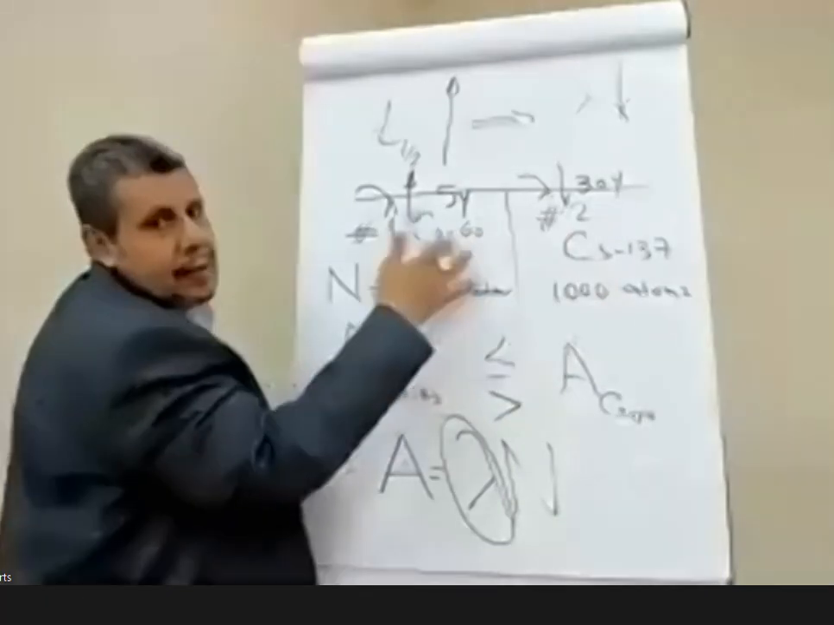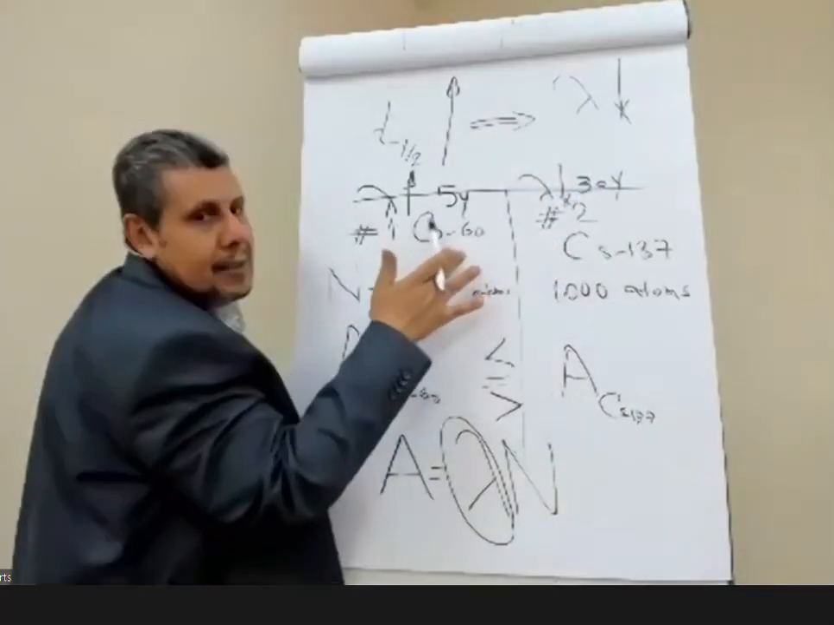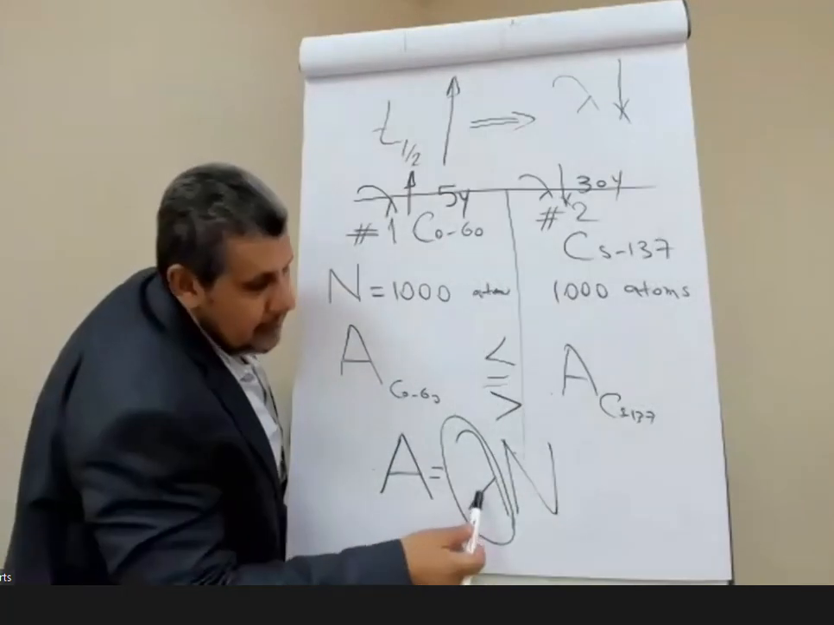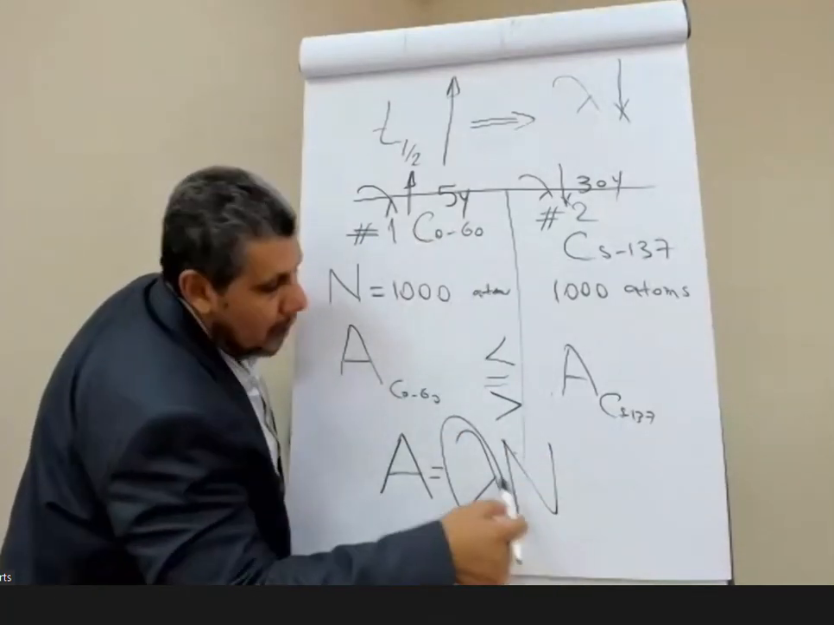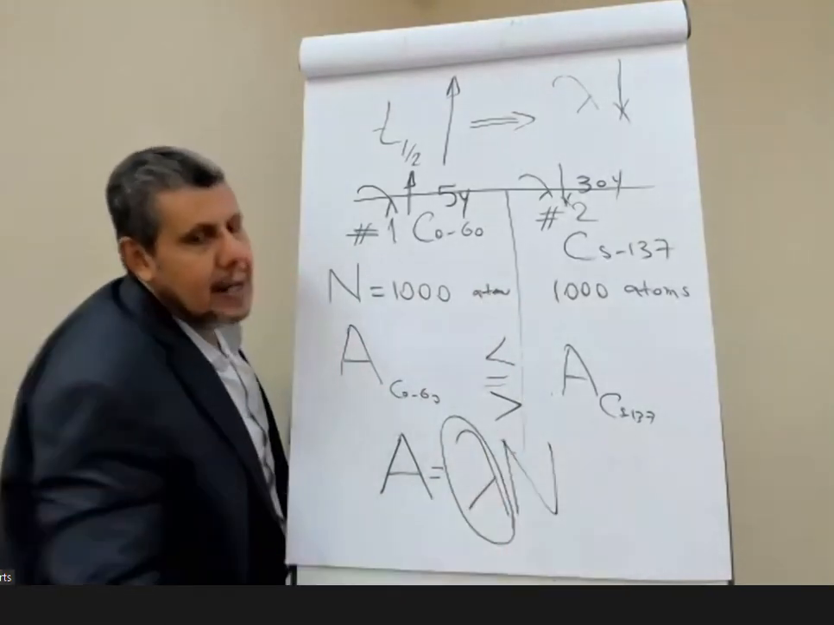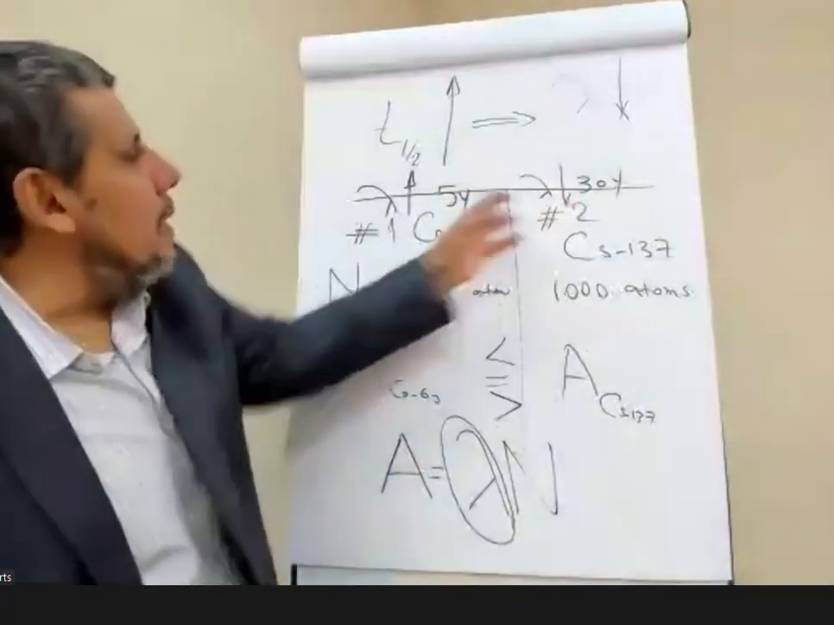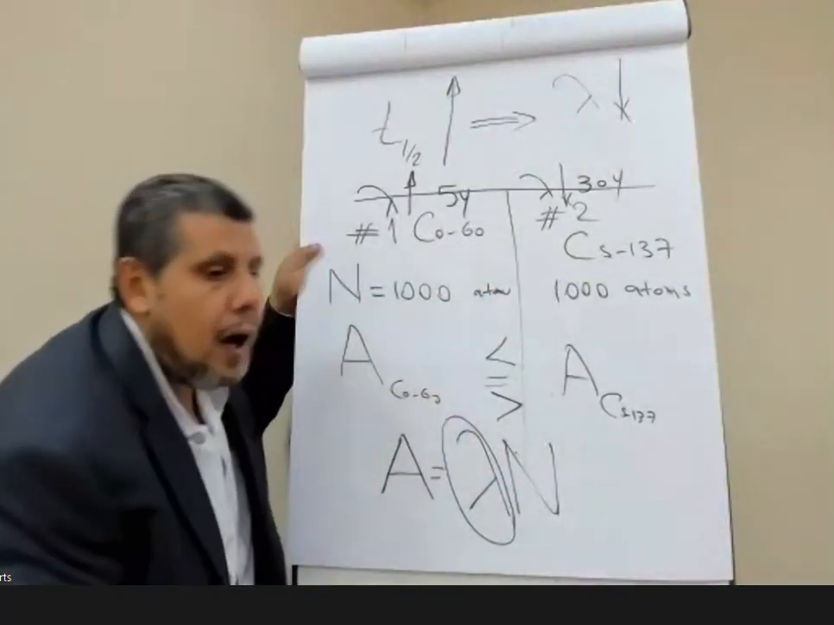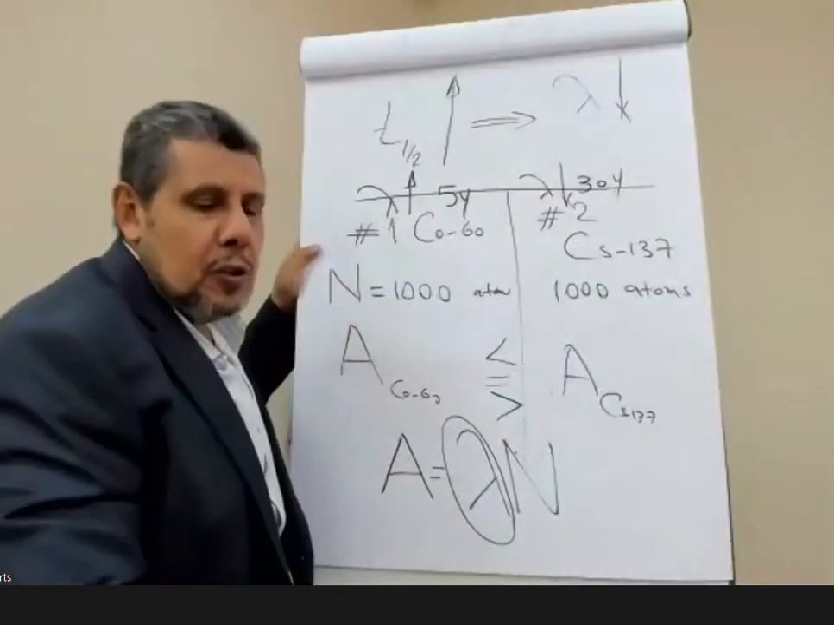Now, which has the higher half-life? Cesium, 30 years, meaning its lambda is lower than the other lambda. So lambda for cesium is low, and the activity of cesium is lower than the activity of cobalt. The activity of cobalt is greater than the activity of cesium. Half-life also gives you the meaning of lambda: a lower half-life means a high probability to decay, and a longer half-life means a lower probability to decay.